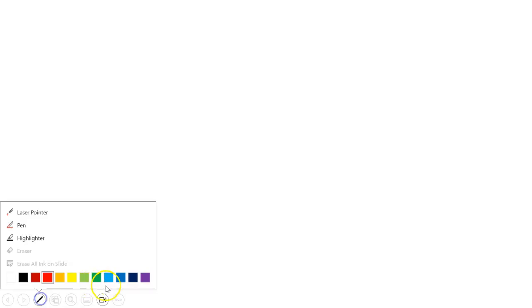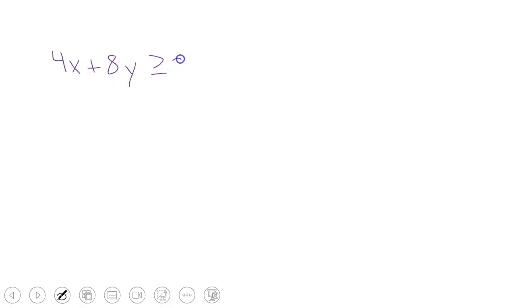In this next problem, I'm going to show you how to use it on MyMathLab. So the problem says graph the inequality, and this is the inequality. Our first step is to replace it with an equal sign. So instead of the inequality, I'm going to replace it with the equal sign.